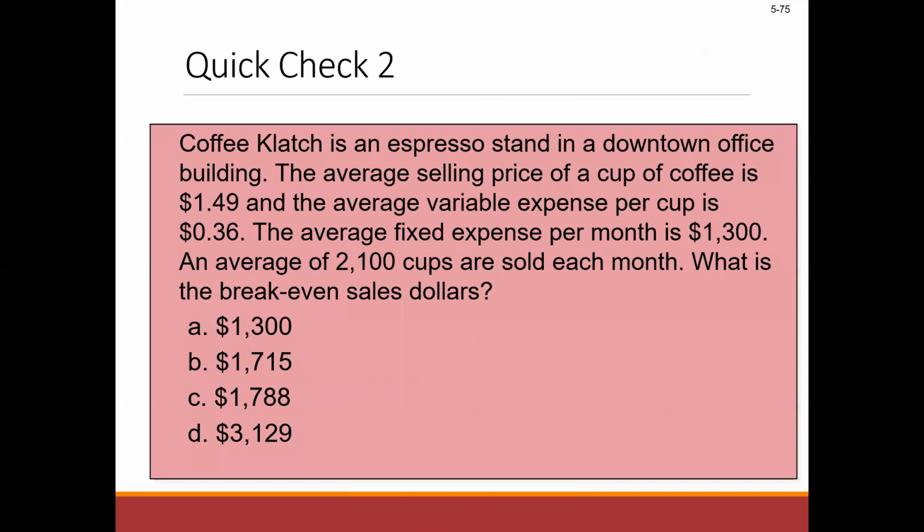Let's look at this one. Or did we do this one yet? No, I don't think we did this break-even dollar sales. Coffee Klatch is an espresso stand in a downtown office building. The average selling price of a cup of coffee is $1.49, and the variable expense per cup is 36 cents. The average fixed expense per month is $1,300. An average of 2,100 cups are sold each month. What is the break-even dollar sales? I'm going to give you a minute to work on this while I run to the restroom.